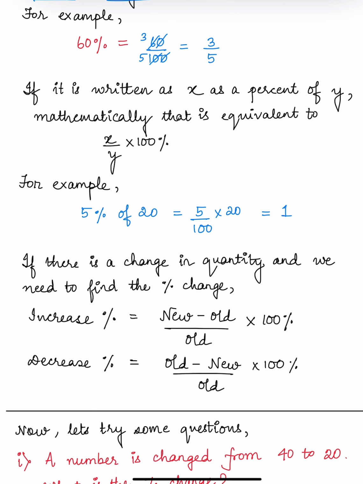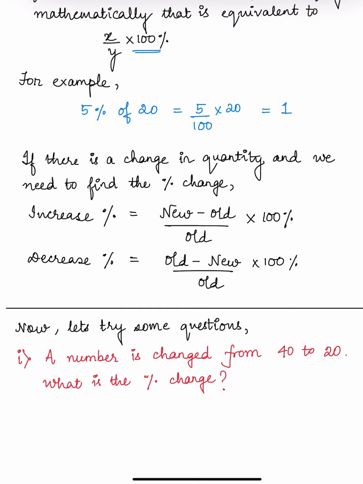The next thing is how to write it as a percentage of some other number. If we have x as a percent of 5, we basically write it as x by 5 into 100%. For example, we have 5% of 20. As we learned, if we have 5%, we can write it as 5 by 100 and remove the sign. So 5 by 100 of means multiplying into 20. So 5 by 5 is 1.